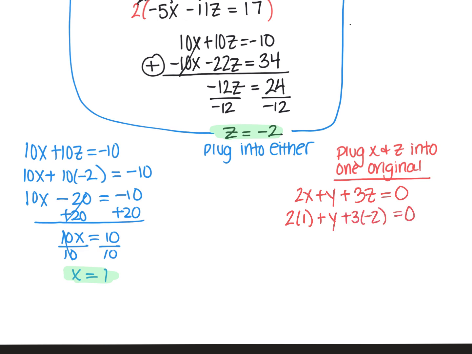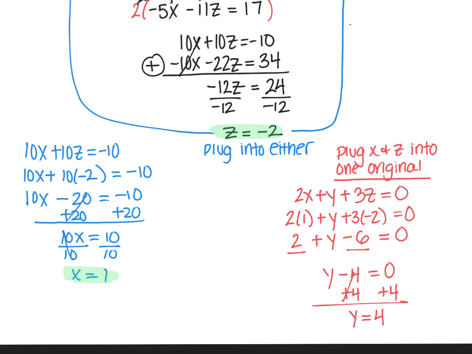So I'm plugging in x to be 1 and z to be negative 2, and I'm solving for y. So 2 times 1 is 2. Negative 2 times 3 is negative 6. Here are my like terms. So 2 minus 6 is negative 4, plus y equals 0. And add 4 to both sides, and we get y equals 4. So that is your last solution.